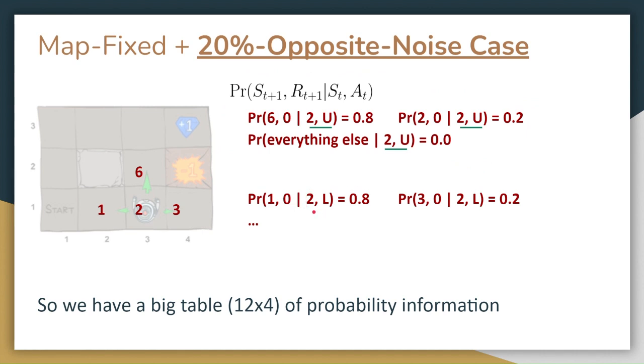Another example is very similar. If you are in the same position but you want to go to the left, you take the action left. 80% of the time you result in state 1, which is on your left, but 20% of the time you end up in state 3 instead, because it's slippery, it's noisy, just the rule of the game. You still have the big table of 12 states for each action with this probability information. It's just a little bit more detailed than the deterministic case, but it's still the same.